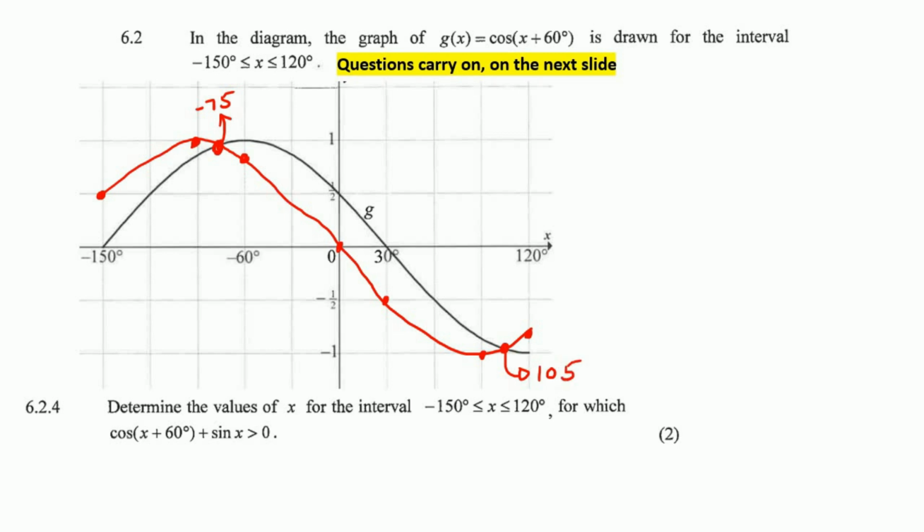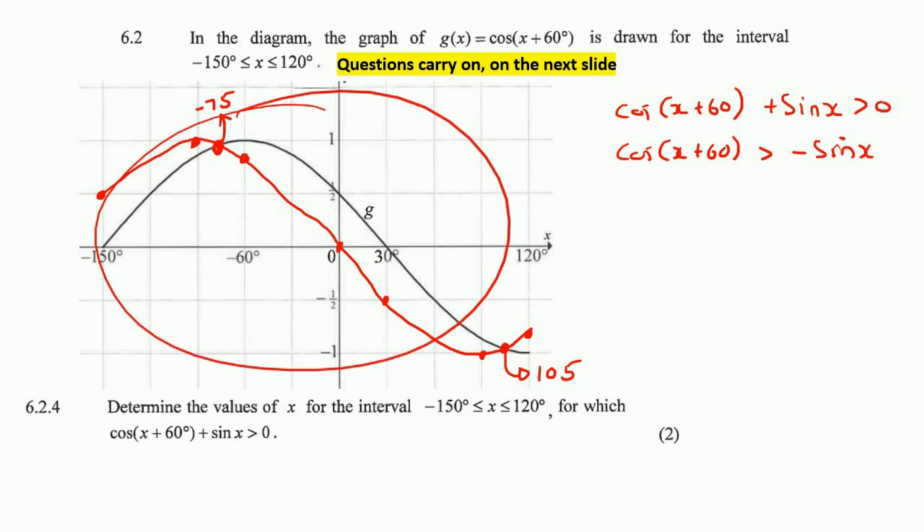Now the next question says, determine the values of x for which this graph plus this graph is bigger than 0. Now that looks scary, right? But guys, they're just playing mind games with you. All that you do is the following. So let me just write this down for us. All you do is you just take the sin to the other side. Ooh, look at that. Suddenly, we have the two graphs that we have over here.